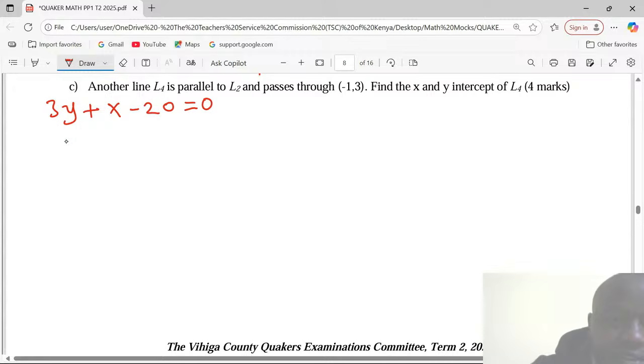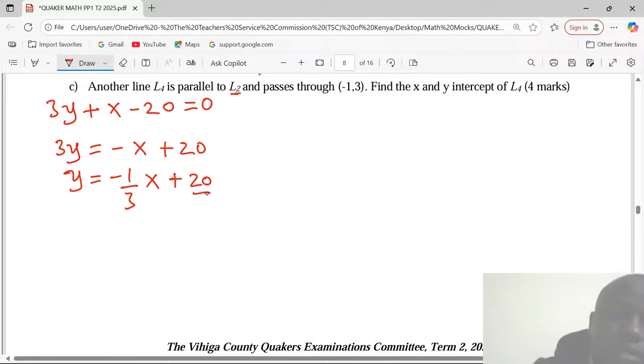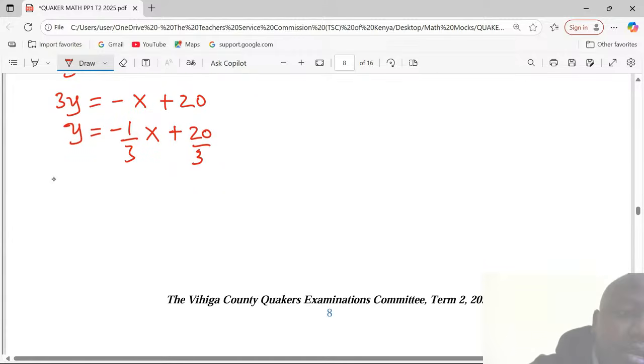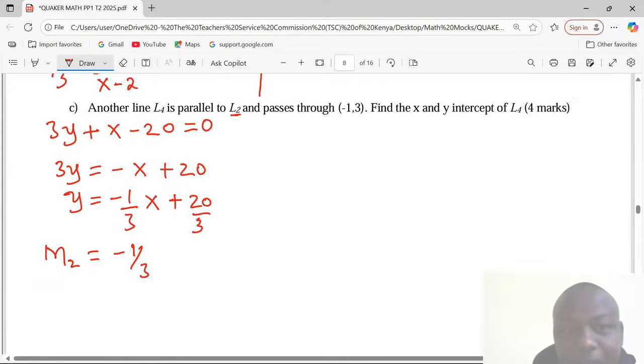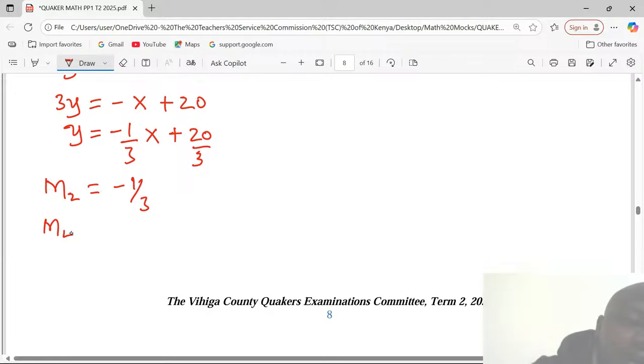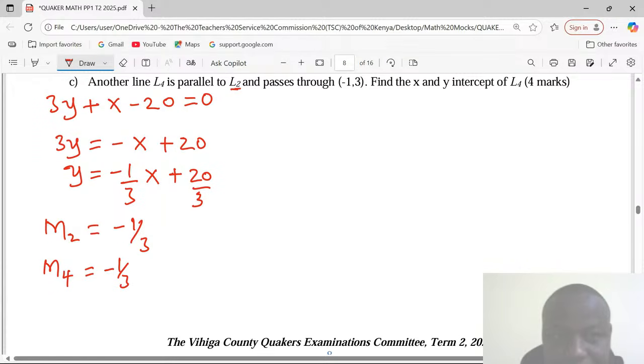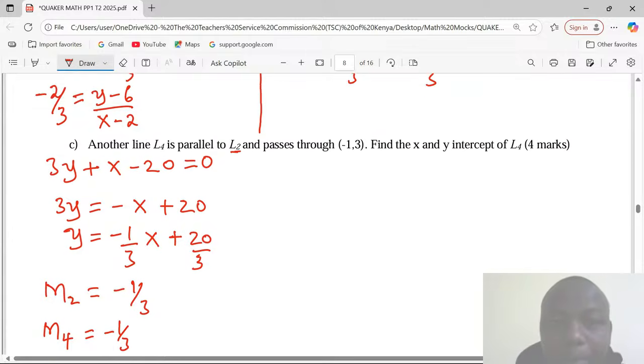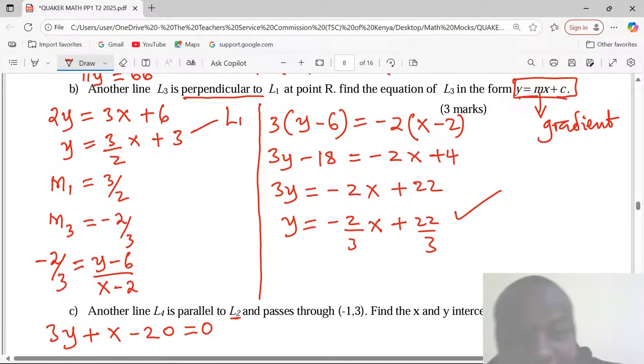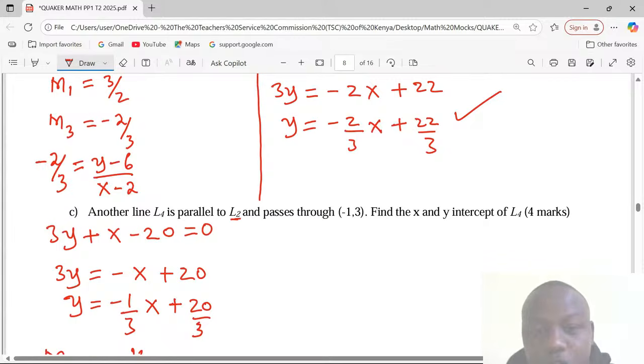We start by rearranging L2. It shall be 3y equals -x plus 20, so that we remain with y equals -1 over 3 x plus 20 over 3. With this, we can say that the gradient for line 2 is -1/3. Now that it is parallel to line 4, the gradient for line 4, M4, shall also be the same, simply because parallel lines have the same gradient. Perpendicular lines have gradients whose product is -1. Please note that difference.